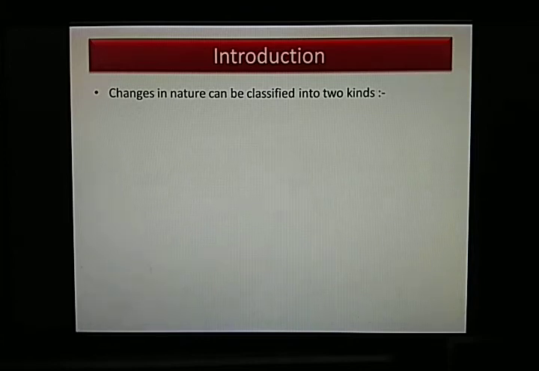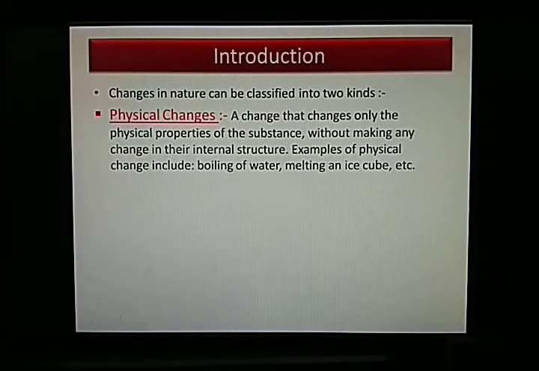But before that, let us be clear that in nature, whatever changes are there, they are mainly classified into two kinds. We all already know what are those two kinds. From the chapter name itself, we have understood it. That first is called the physical change, and the other is called the chemical change. So let us discuss them one by one. So first is the physical changes.